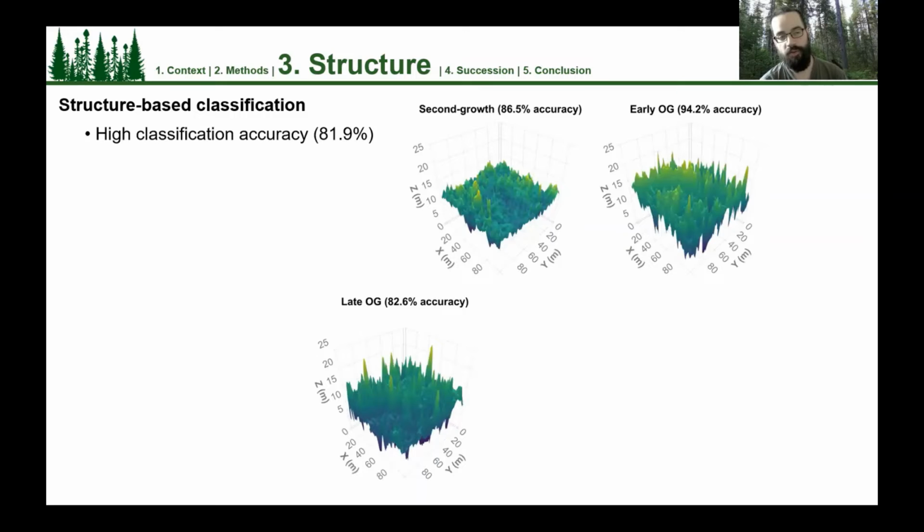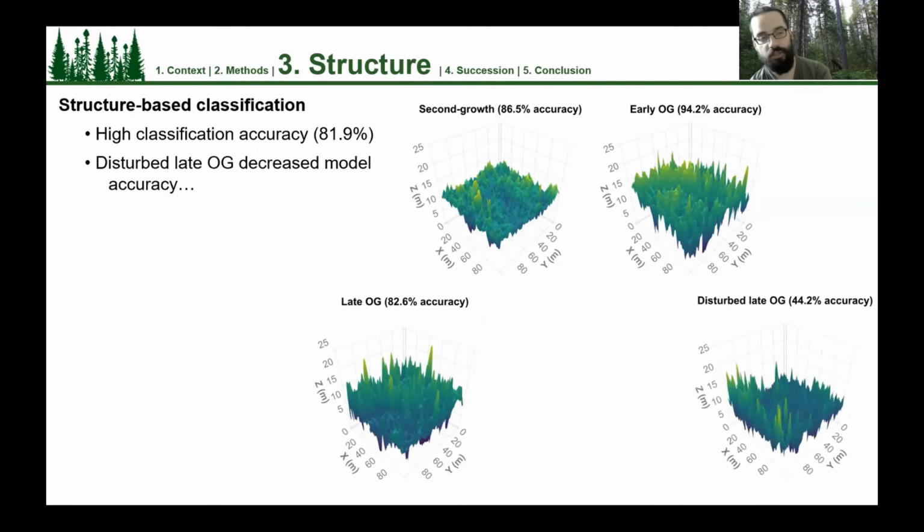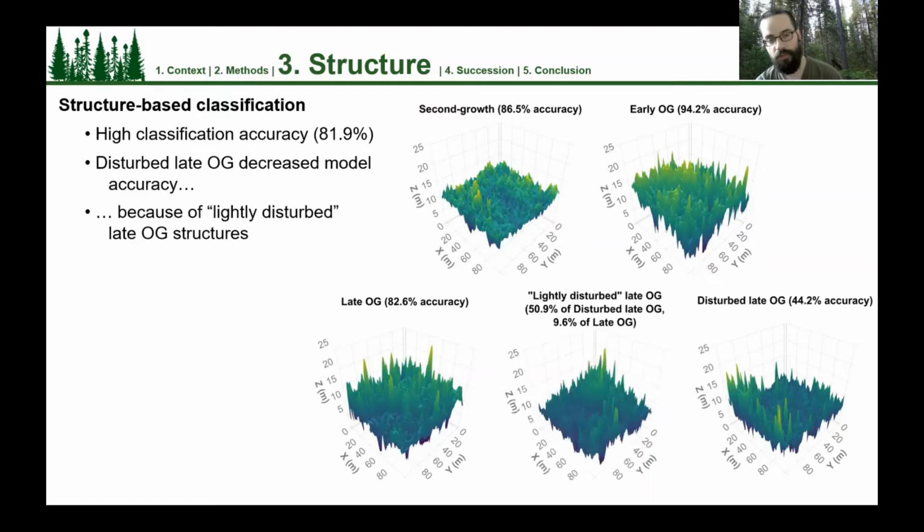And what we obtained was a model with high classification accuracy, above 80%, which was particularly efficient at identifying second growth forests, early growth forests, and later growth forests. In fact, most of the errors were observed for disturbed later growth forests, with an accuracy below 50%. This is due to the existence of an intermediate growth structure we can name the lightly disturbed later growth forest, because we can see evidence of gaps in this forest. So there are forests that have been disturbed by the last spruce budworm outbreak, but not that severely. So we create a structure which is between later growth forest and disturbed later growth forest.